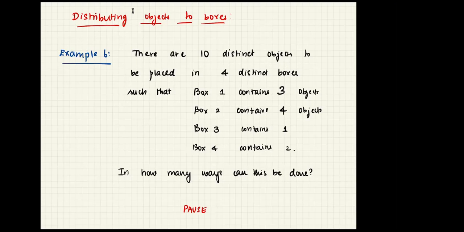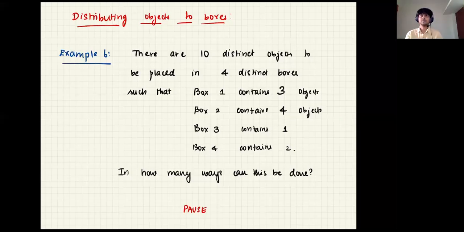Hello, sir. Are you there? Yes, tell me. Sir, how can the boxes be empty? So box 1 contains 3 objects, box 2 4 objects. Oh, total, I'm sorry. They are summing up to 10. Sorry, sorry. Distinct. Yeah, you're right. Sorry. I answered a bit quickly. Yes. So you have to place 10 objects in this particular manner. Yeah. You're right. Sorry.